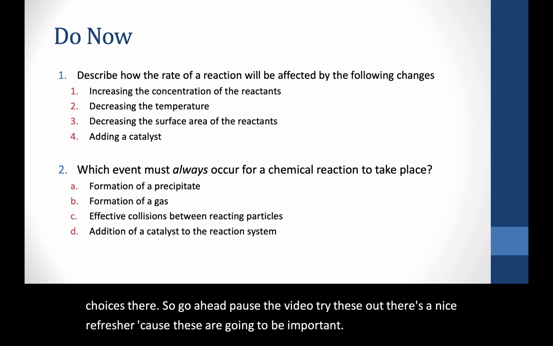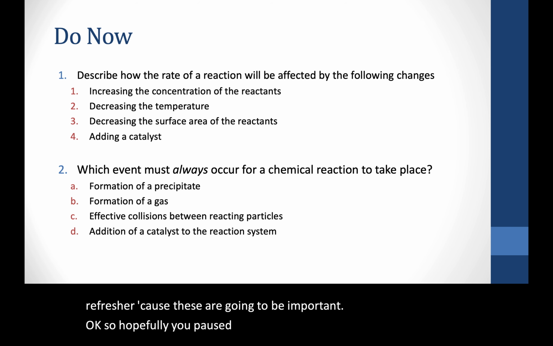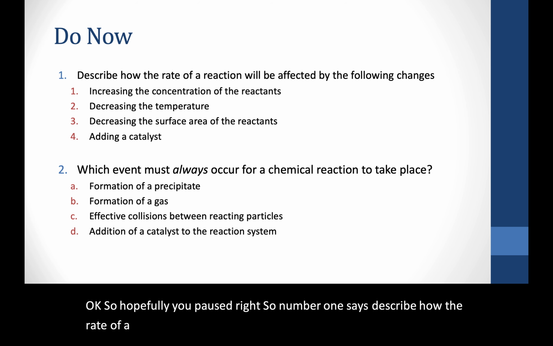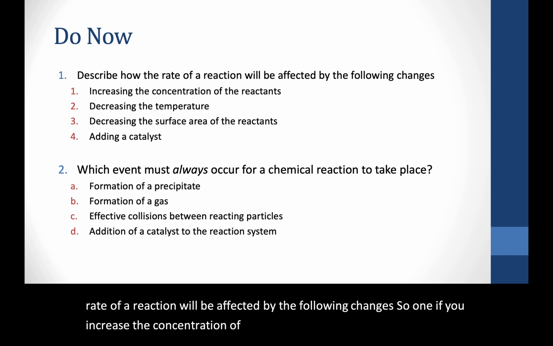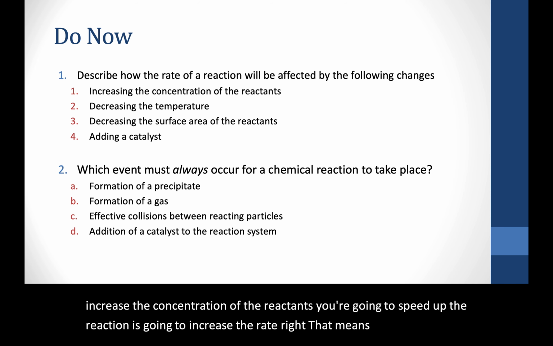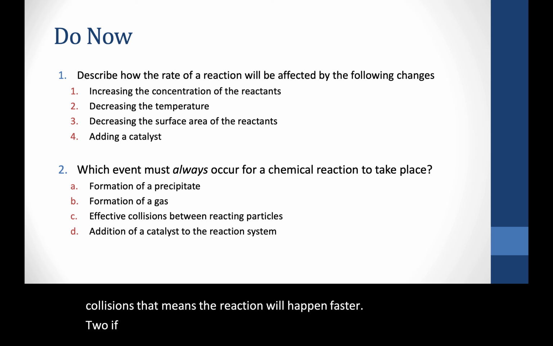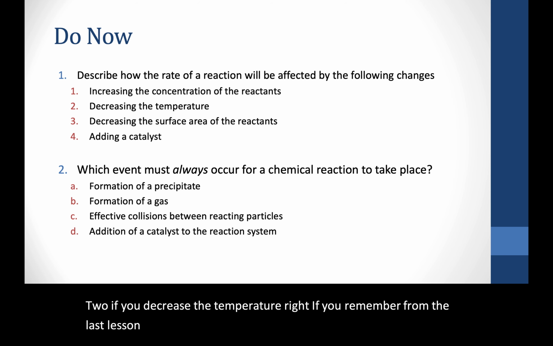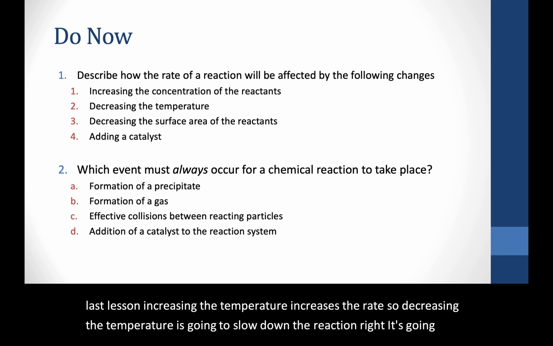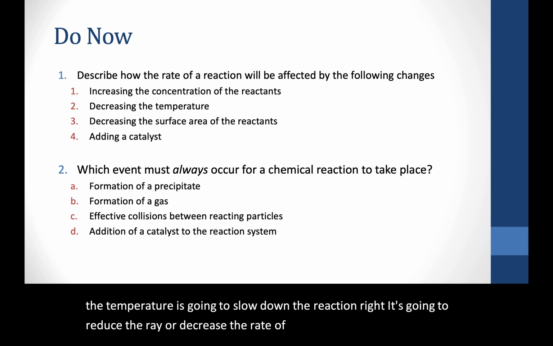Okay, so hopefully you paused, right? So number one says describe how the rate of a reaction will be affected by the following changes. One, if you increase the concentration of the reactants, you're going to speed up the reaction. It's going to increase the rate, right? That means more collisions. That means the reaction will happen faster. Two, if you decrease the temperature, right? If you remember from the last lesson, increasing the temperature increases the rate. So decreasing the temperature is going to slow down the reaction, right? It's going to reduce or decrease the rate of the reaction.